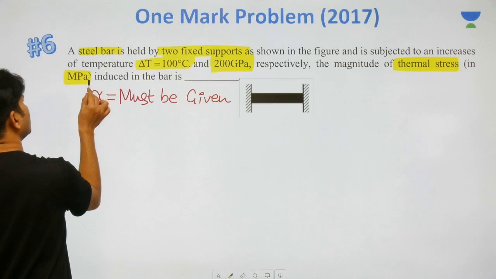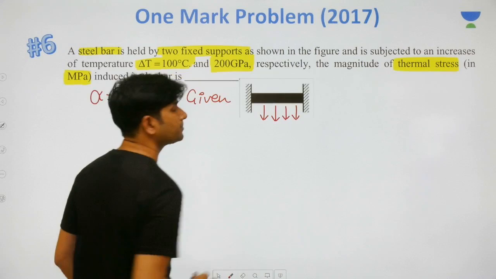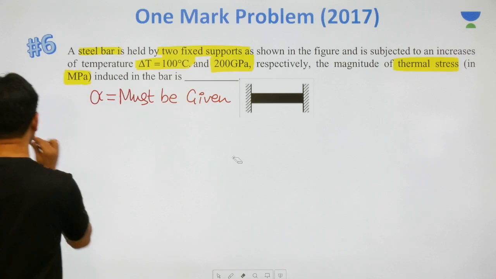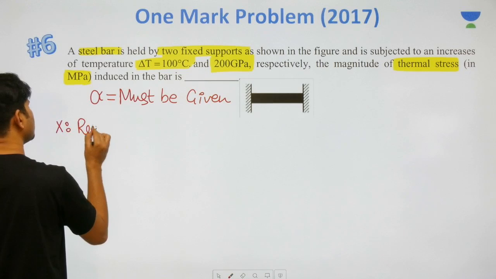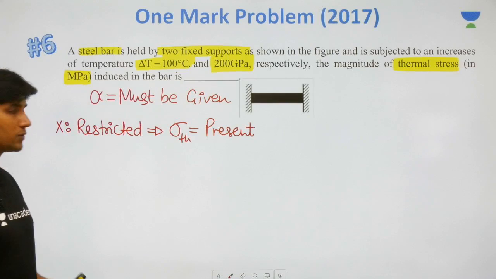Now, once again, you see, the rod is free in radial direction. In radial direction, it is absolutely free. But by default, we'll consider axial stress. I told you. So, axially, the rod is totally restricted. In x direction, the rod is totally restricted. And if it is restricted, then thermal stress will be present, isn't it?